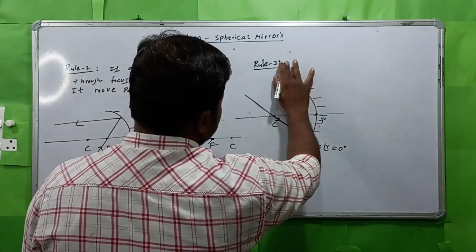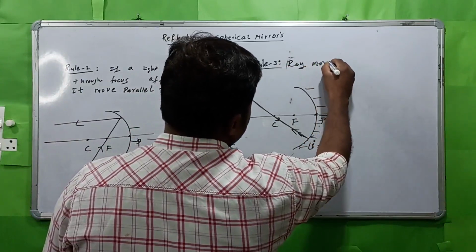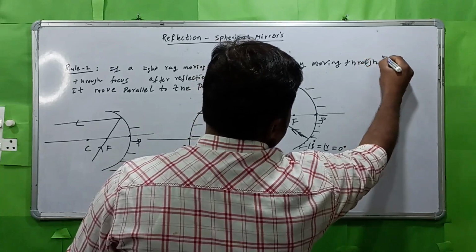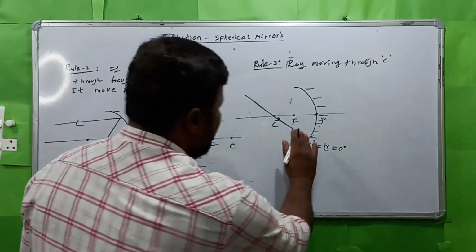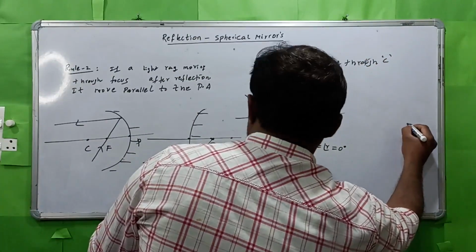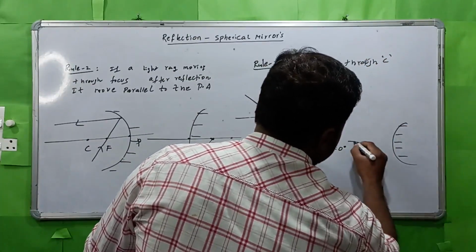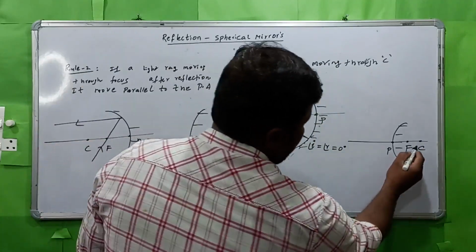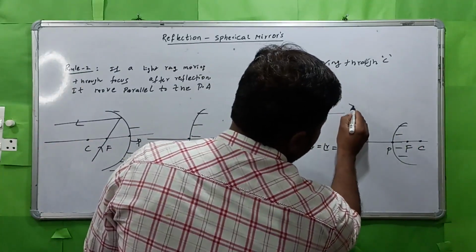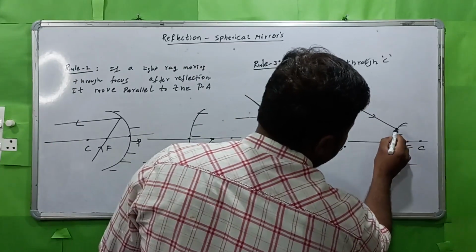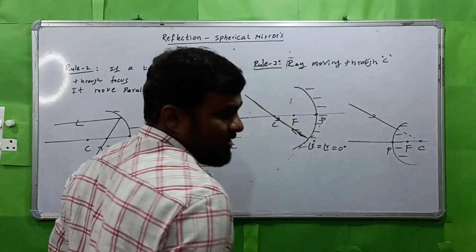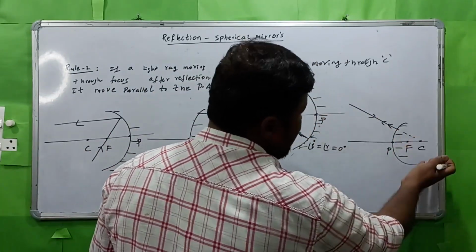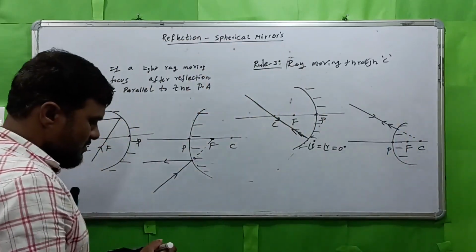Rule 3, ray moving through the center of curvature, through C. We will see the case of a convex mirror. If I draw a convex mirror, pole, focus, center of curvature. We can observe here, if a ray looks like it is moving through the center of curvature, if I extend it, it looks like it is moving through the center of curvature, but after reflection it retraces its own path, looking like it is moving through the center of curvature in the case of a convex mirror. That's it, rule number 3.